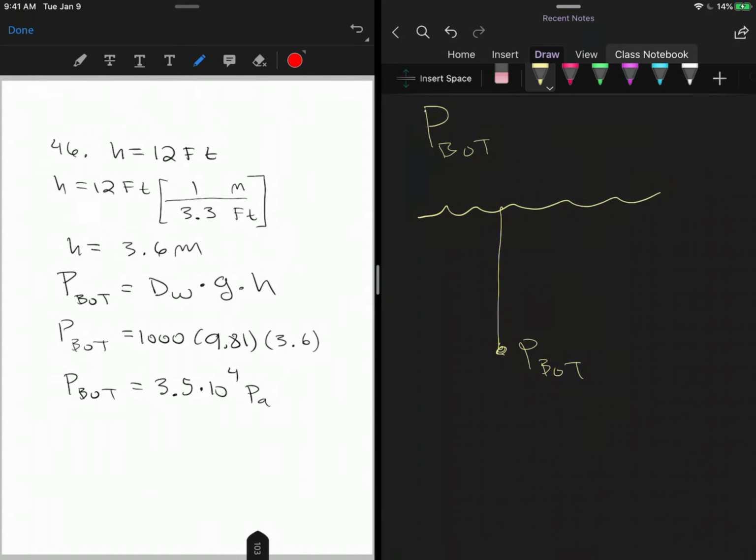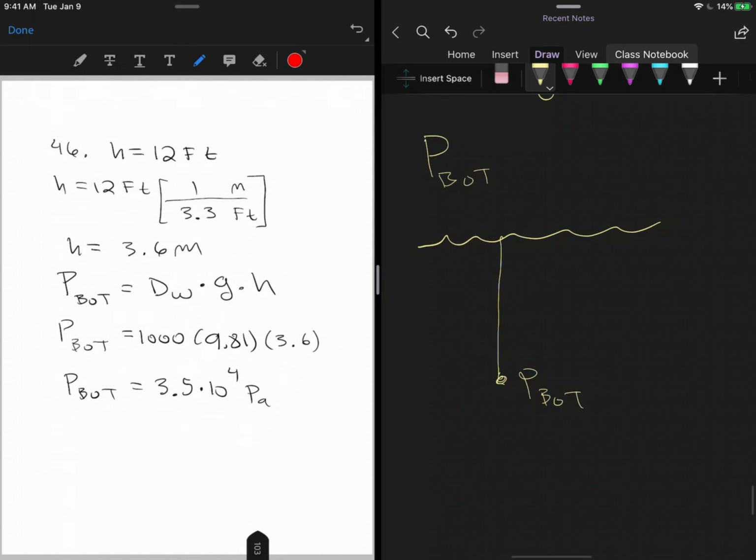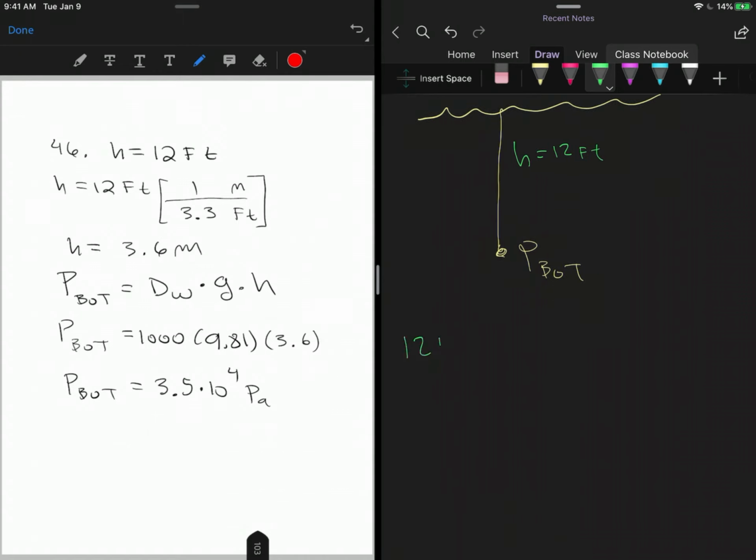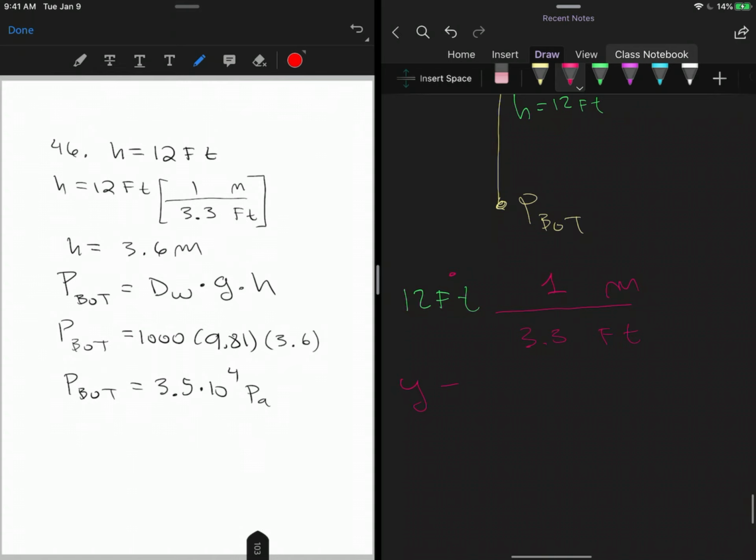First, let's go ahead and convert the height into meters. So we have 12 feet, and we want to convert that into meters. Feet on top, feet on the bottom, and we're going to meters. When you look up your conversions, you'll find that 1 meter equals 3.3 feet. So the height in terms of meters is going to be 3.6 meters.